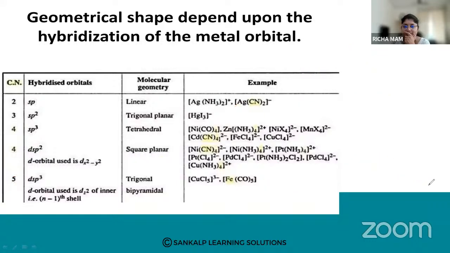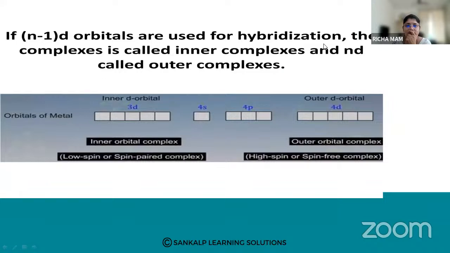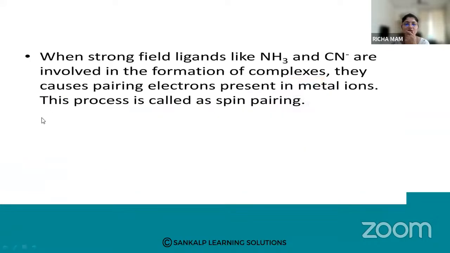These are the geometries, so please note it down. Just now we have told: if it is making use of the inner d orbitals, it gives rise to an inner orbital complex, or low spin, or spin paired complex. And if it is using the outer d orbitals, then it is called an outer orbital complex, high spin or spin free complex. So, is it clear up to here?